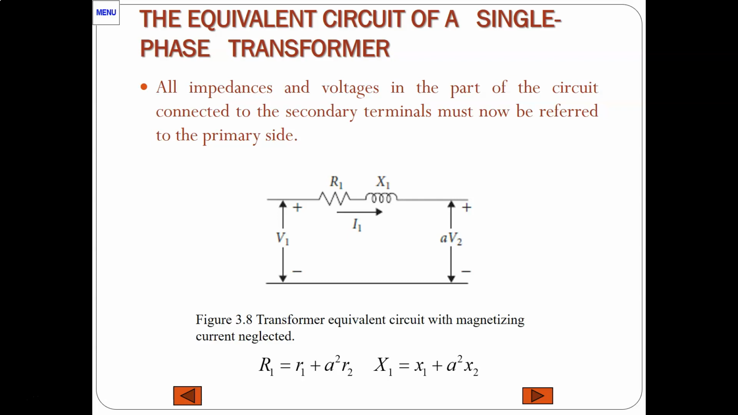So here it is also summed up that all impedances and voltages in the part of the circuit connected to the secondary terminals must now be referred to the primary side.